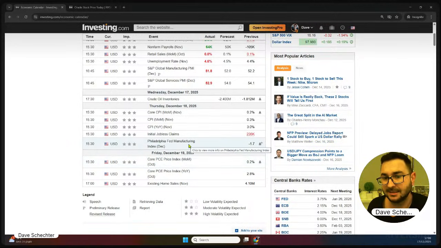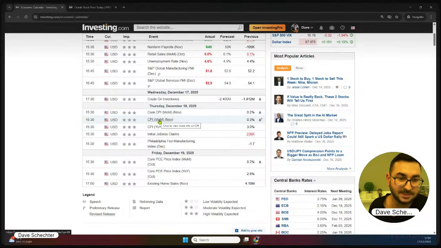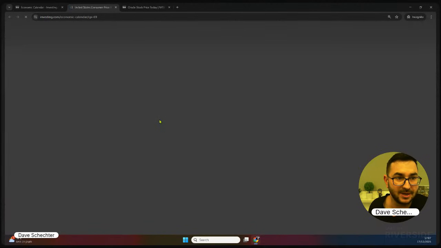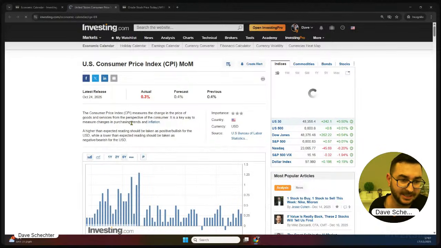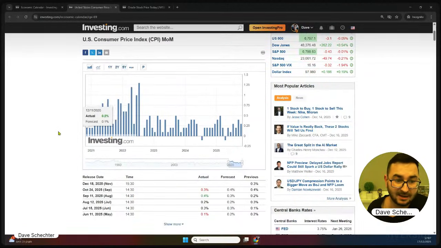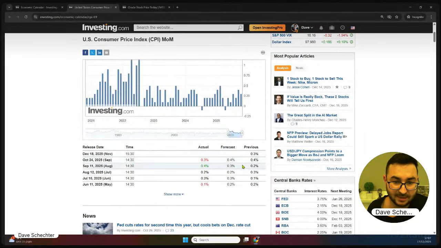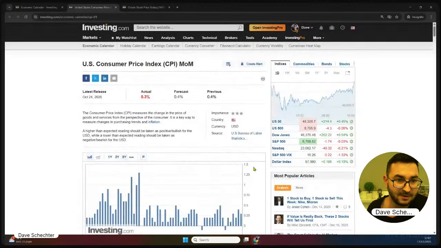So let's say I didn't know what any one of these particular items are. Let's say I didn't know what CPI is. I can just go ahead and click through to the item itself. It'll give me an explanation that it's the consumer price index, which measures the change in the price of goods and services from the perspective of the consumer. Here I have a handy chart and, of course, the forecasts and the previous announcements and reports of the consumer price index.